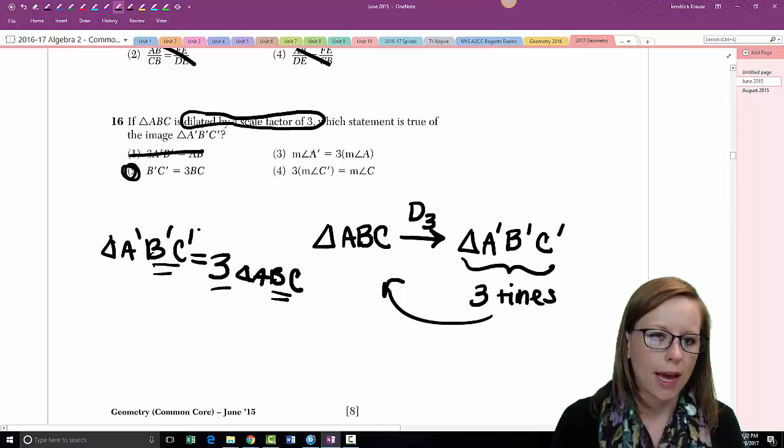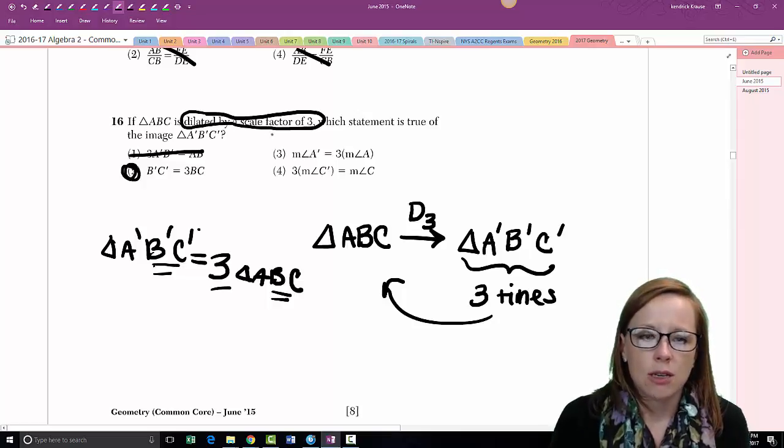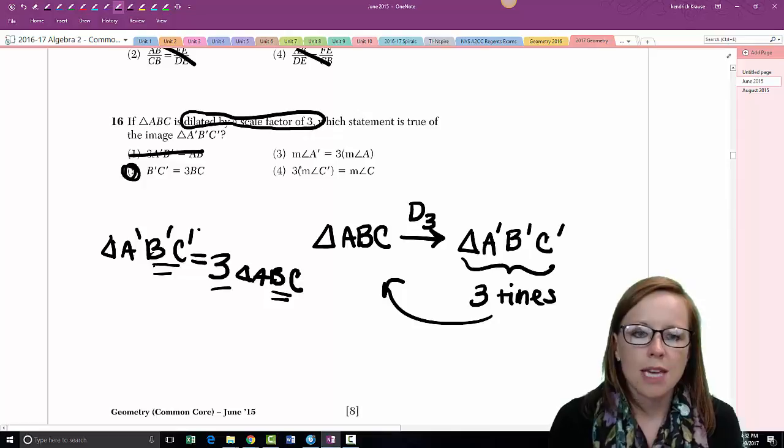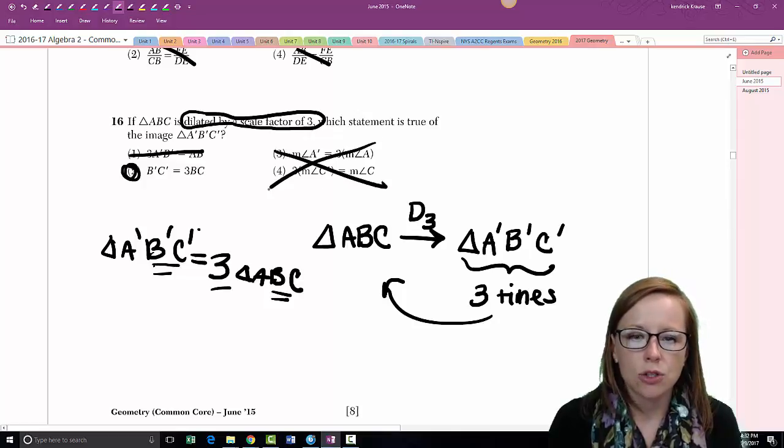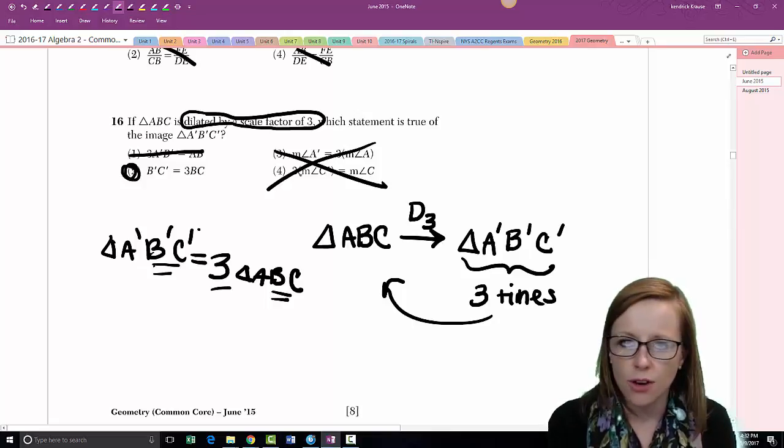Let's talk about why it's not 3 and 4. This is a big deal. In a dilation, the triangles are similar, so the angle sizes don't change. The angles are congruent. So I could have eliminated those in the very beginning.